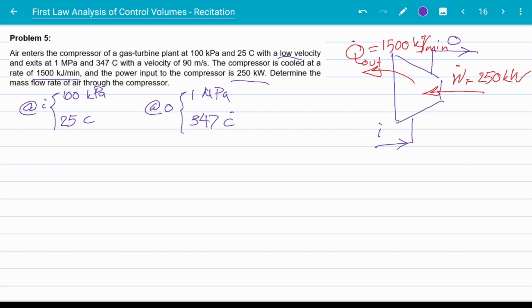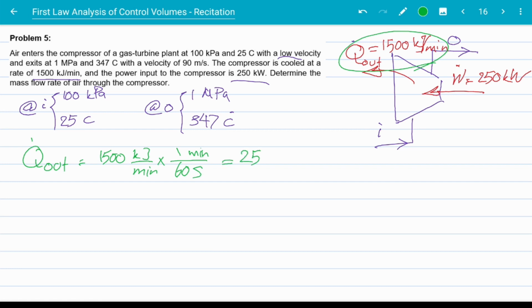All right, I need to change the unit for the Q loss because it's in kilojoules per minute, which is not very useful for us. So let's start with that. So Q dot out is 1500 kilojoules per minute. I want this to be in kilojoules per second or kilowatts. So in order to achieve that, I'm going to multiply this by 1 minute over 60 seconds. That will give me 25 kilowatts.